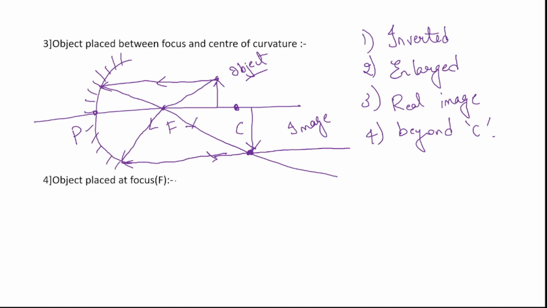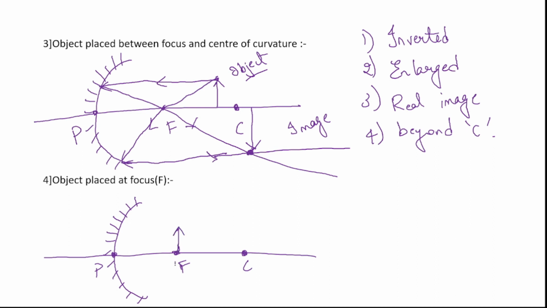Next, object placed at focus. So let us draw a concave mirror. This is a principal axis. The midpoint is called the pole. There is a focus and there is a center of curvature. Here we are placing an object on the focus. Let us say a ray from this object has fallen onto this mirror. It will get reflected back passing through the focus in this direction, right? Let us say another ray has fallen through the object in this direction. Okay, it will meet the center of curvature.